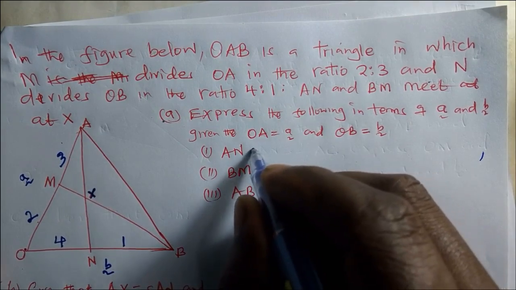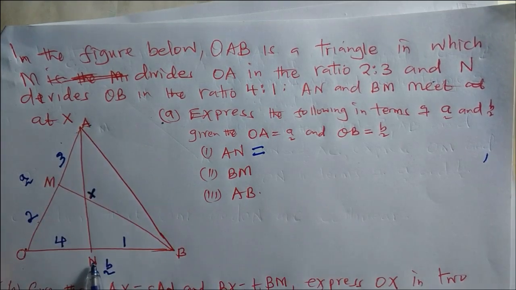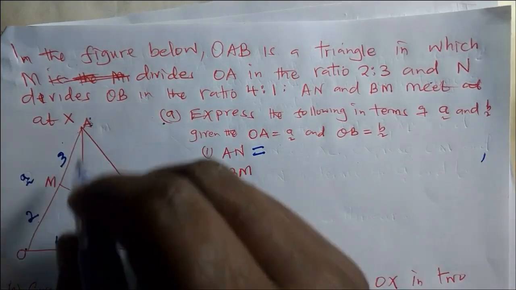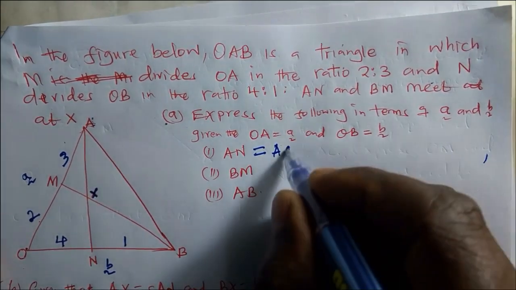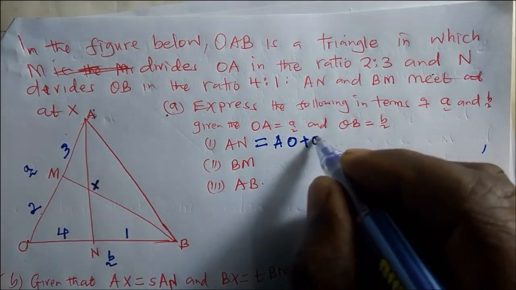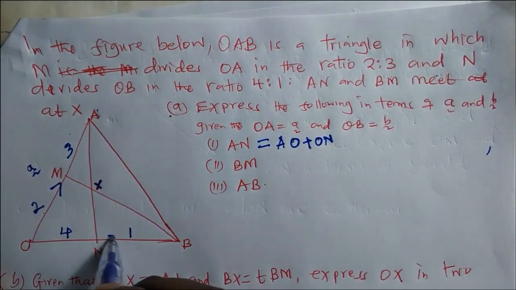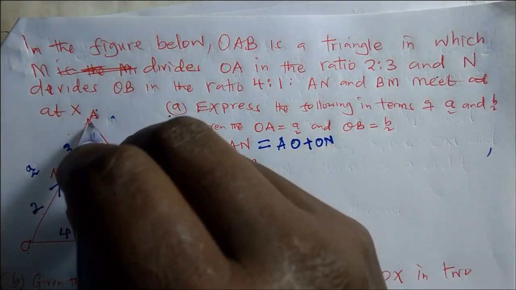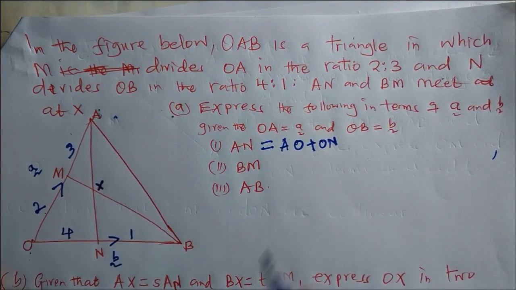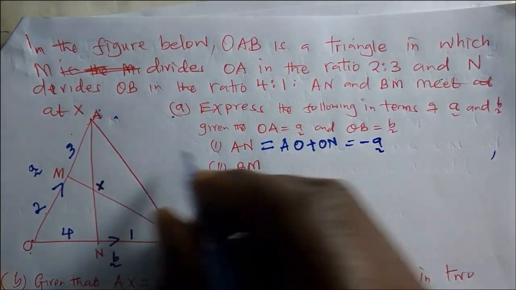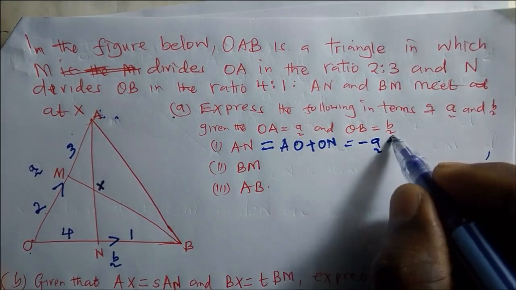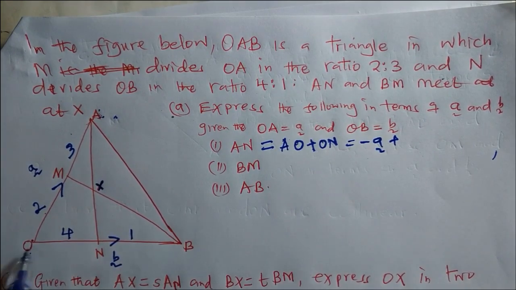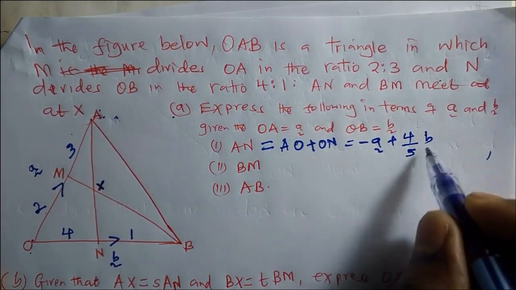AN is equal to AO plus ON. Now remember, when the arrow is going this way, because OA we are going this way, OB, this is the arrow. Therefore going this way A is positive, coming this way A is negative. Remember that. So this is the same as negative A, because we are coming the opposite of A, plus ON. ON is 4 over the total 5. 4 plus 1 is 5. B.